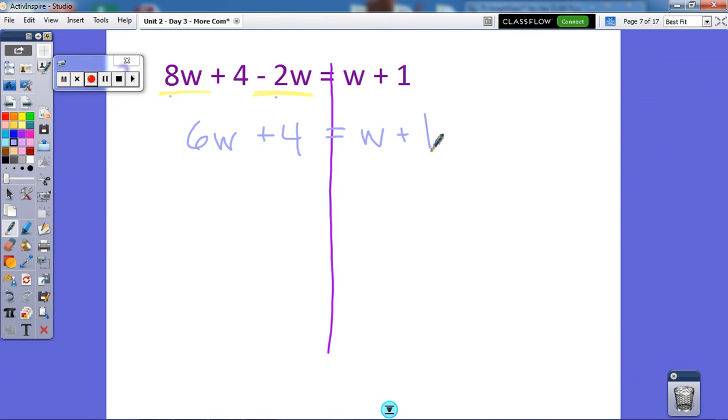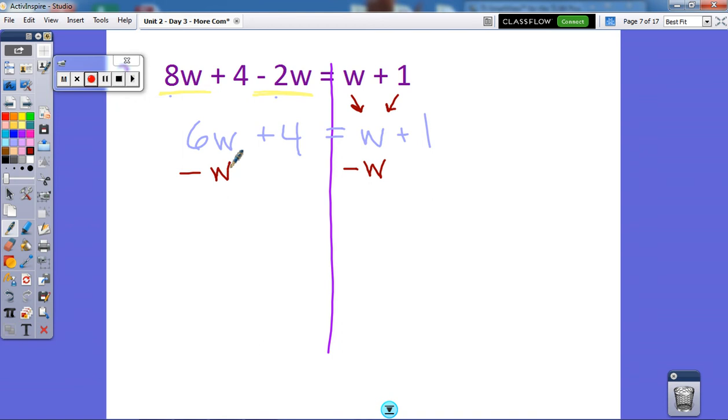Well, now I've got two sides. I need to get all my variables together. It doesn't matter whether you move the 6W or the 1W. I like to move my variables to the front unless there's a reason to do it differently. Well, guys, to move my variables to the front, I need to come over to this W right here and get rid of him. So to get rid of a positive W, I'm going to minus W.